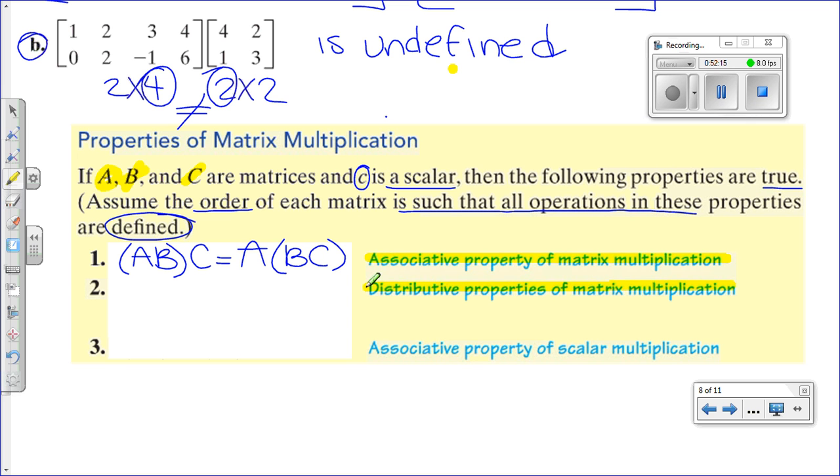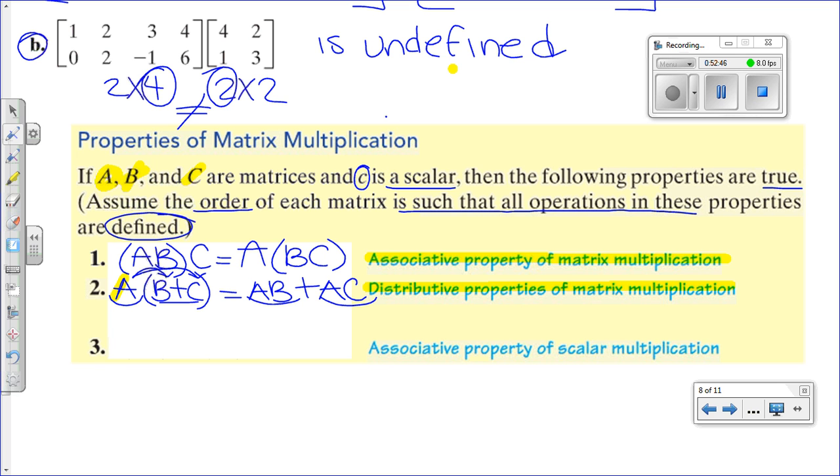So we could have a matrix multiplying the addition of 2 matrices, and that will be the same as if you multiply matrix A times B, and then you multiply matrix A times C, and then you add them. So you could either add the 2 matrices and then multiply them by A, or you could do the following.